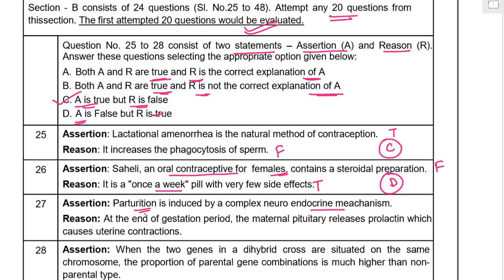Parturition means the release of the fetus from the vagina. So yes, this is a true statement. The assertion is true, that it induces a complex neuroendocrine mechanism. What is given as the reason? At the end of the gestation period, that is the 9th month, the maternal pituitary releases prolactin, which causes uterine contraction. No, this is not the reason for the statement given here. So this would again be a false one. So option C would be the correct answer.